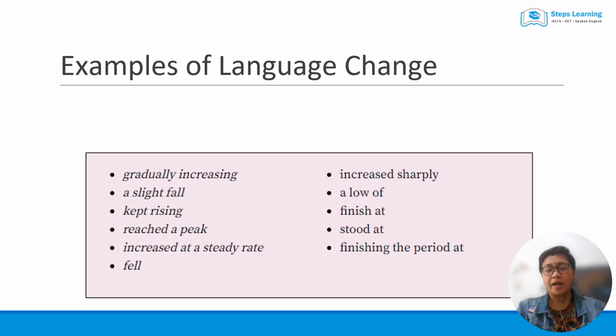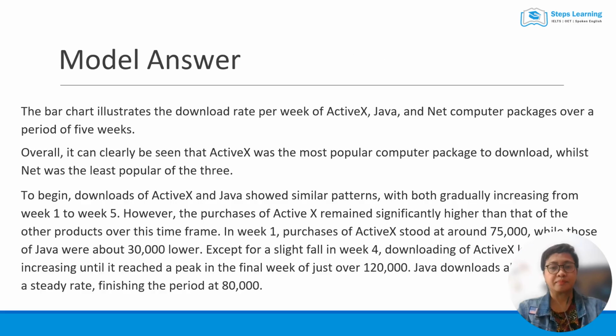So make sure that you use different language of change. So here are some examples. Gradually increasing, or it could be a slight fall, kept rising, reach a peak, increase at a steady rate, fell, increase sharply, a low of, finish at, stood at, and finishing the period at.